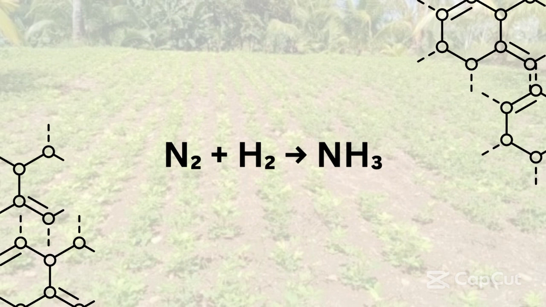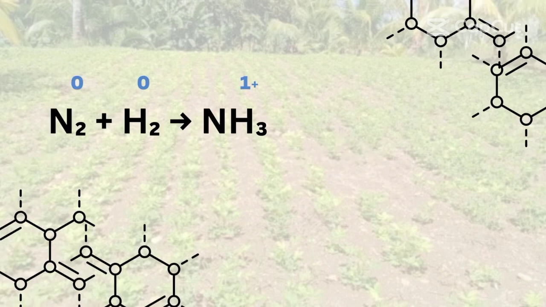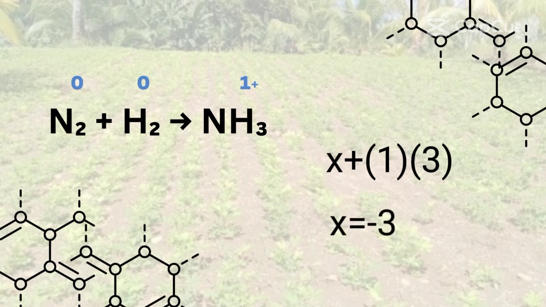From the reactant side, both the nitrogen gas and hydrogen gas have zero oxidation number due to both of them being a free element. Now, for the product, we will write it as x plus 1 times 3, where x would result in -3. We now have -3 charge for nitrogen and +1 charge for hydrogen.